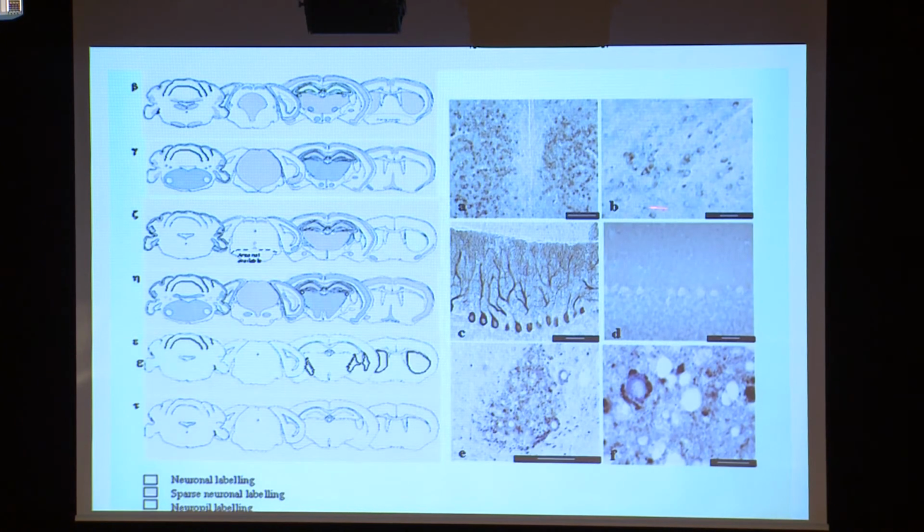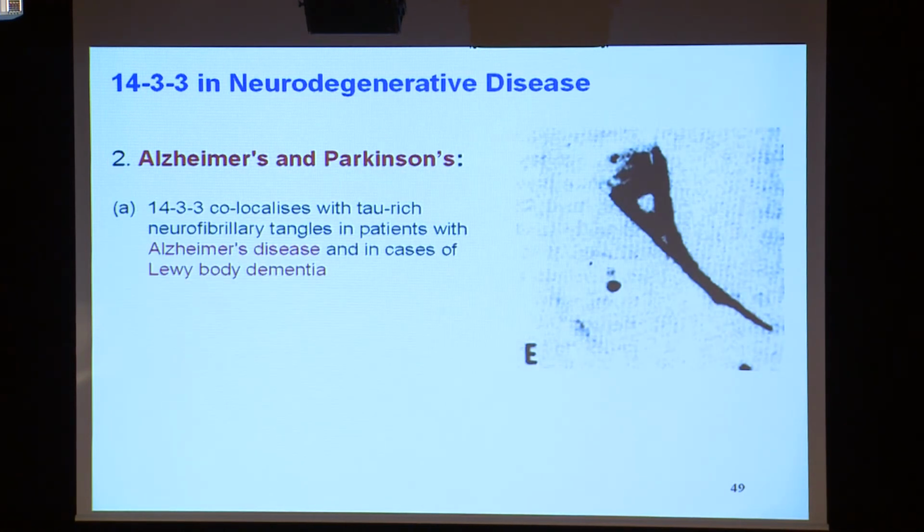We showed localization of different isoforms of 14-3-3 in different regions of the brain depending on disease state, but I don't have time to go into detail on that. 14-3-3 is also involved in Alzheimer's and Parkinson's disease, and we showed that 14-3-3 co-localized with tau-rich neurofibrillary tangles. It's not a very good image of one, quite an old slide. Patients with Alzheimer's disease, and also in cases of Lewy body dementia, where tau protein deposits also occur.